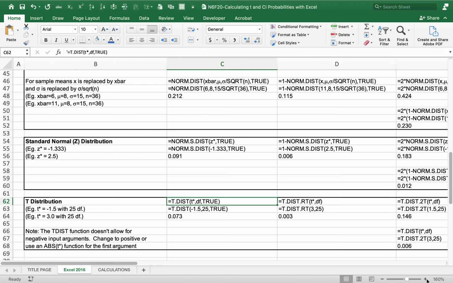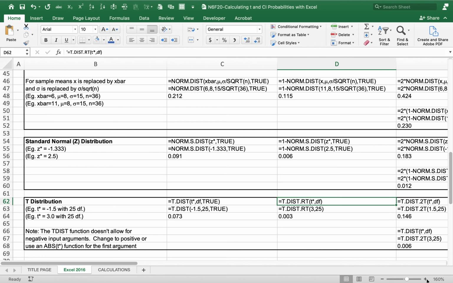Now, if I want to go from some point up, I can use a 1 minus t-dist function. But there's actually a built-in function called t-dist right tail. That will give you the area from some point t star up. It's exactly the same as 1 minus a t-dist function. So you can think of t-dist by itself as being a left tail test from some point down. And if you tack on a dot RT, it's from some point up.